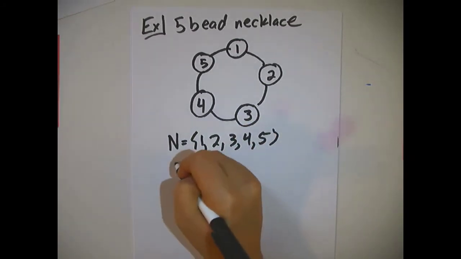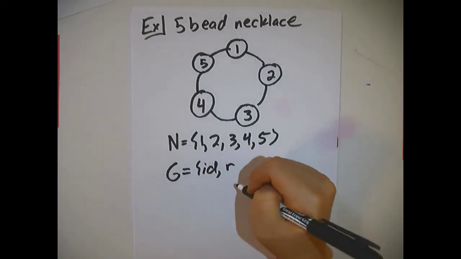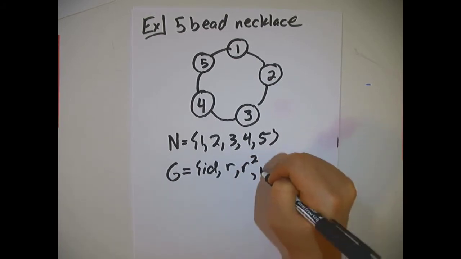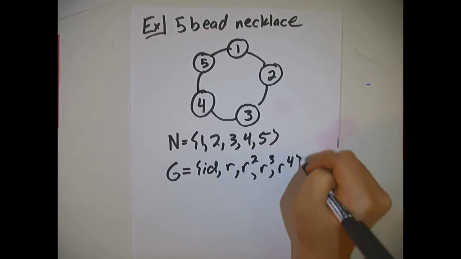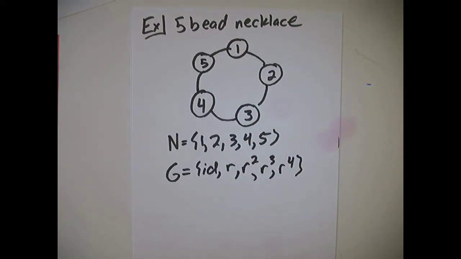Okay. We pretty much know what our symmetries are going to be. Do nothing. Rotate once. Rotate twice. Rotate 3 times. And rotate 4 times. And you can't rotate 5 times now, because if you rotate 5 times, that's the same thing as doing nothing. Okay. So what do we want to count now? We need to count what these cycle numbers are.